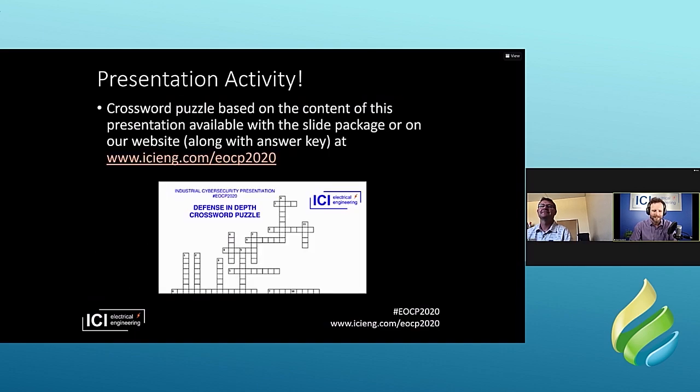It's not live. Just through this slide in here, there's a presentation activity. After the presentation, there's a crossword puzzle that features all these crazy words and acronyms that we're going to be covering in this presentation. Feel free to download it. We'll see if we can get it over to EOCP for distribution in the slide package, as well as our website, and the answer key, of course.